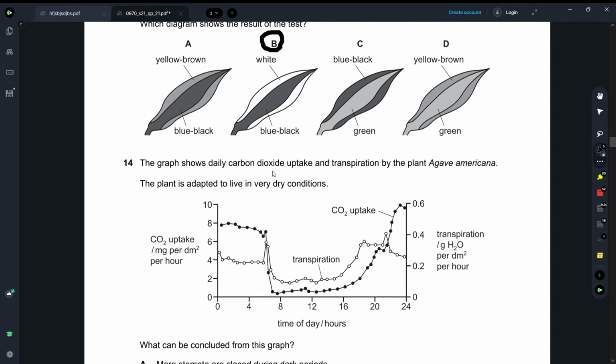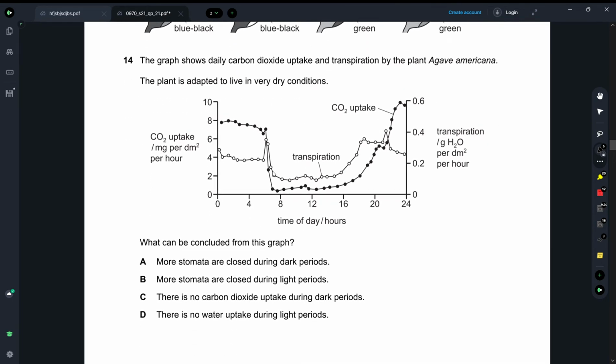Question 14. The graph shows daily carbon dioxide uptake and transpiration by the plant. The plant is adapted to live in very dry conditions. What can be concluded from this graph? So we're going to study this graph really quick in 1 minute. It has carbon dioxide uptake on this side and transpiration per gram of water per dm cubed per hour. Basically water. So transpiration level and carbon dioxide uptake level.